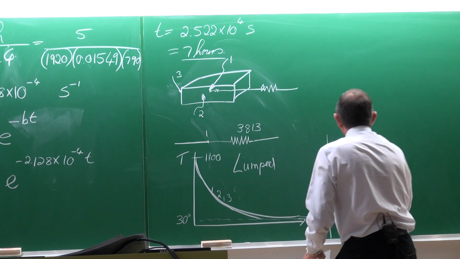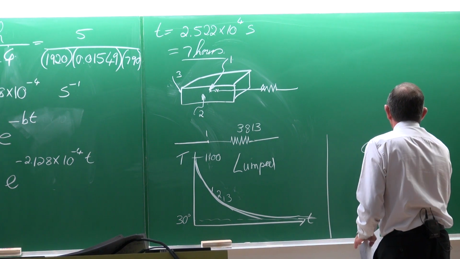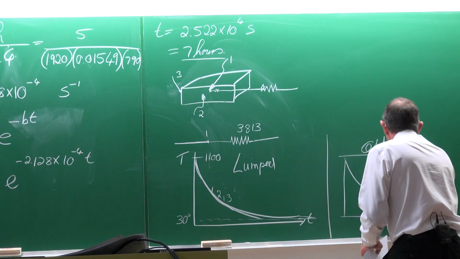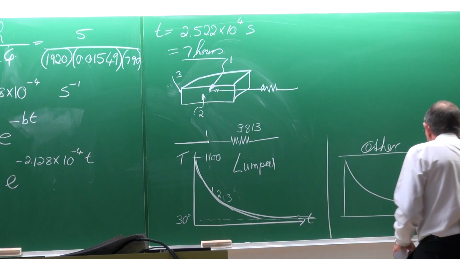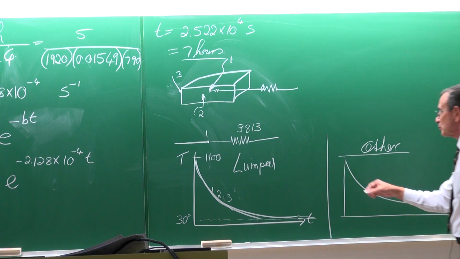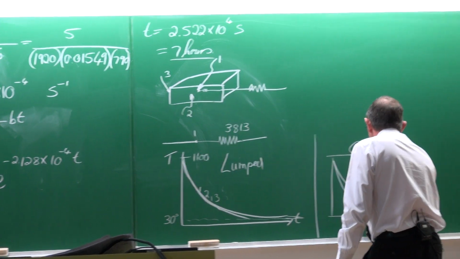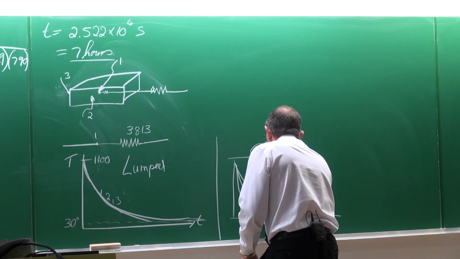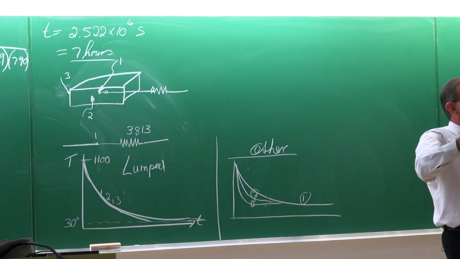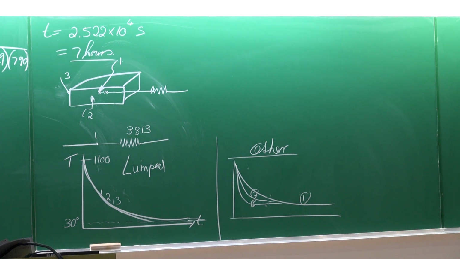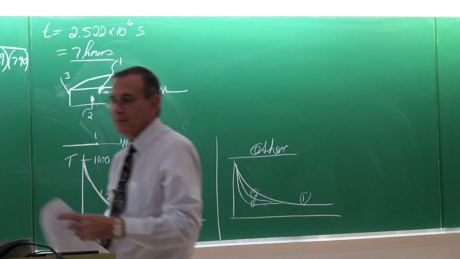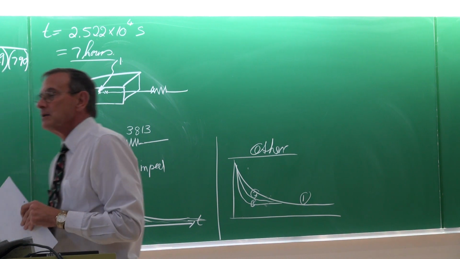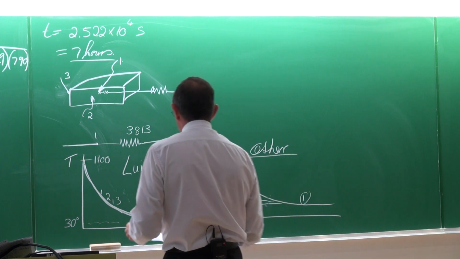Okay. For most other cases that we are interested in, if that is the temperature variation of point 1, then most probably the temperature variation at point 2 will do something like that, and at point 3 something like that. So it will differ from point to point in the body. You understand that? So that is the limitation of the lumped system approach.